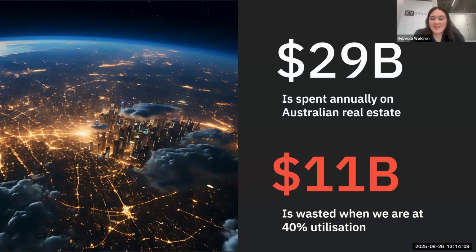So across Australia and New Zealand, $29 billion is spent annually on corporate real estate. This is often the second highest cost for most organisations after salaries and is one of the least accurately reported metrics for return on investment. So when we consider what we saw in our data, which is reporting a 40% utilisation rate, that is $11 billion wasted on real estate spend, which is not in use.